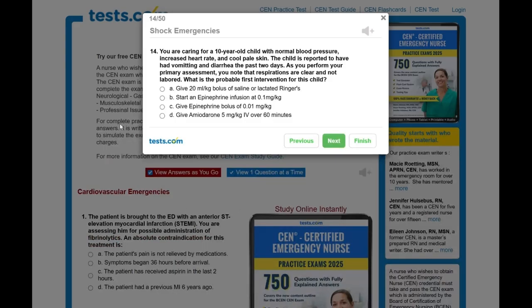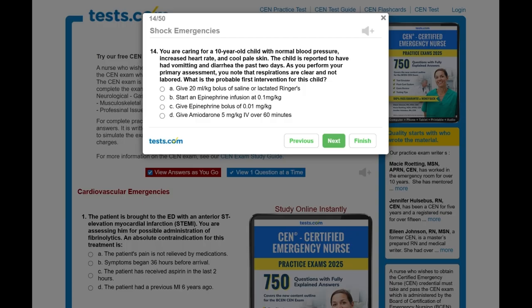Question 14. You are caring for a 10-year-old child with normal blood pressure, increased heart rate, and cool, pale skin. The child is reported to have had vomiting and diarrhea the past 2 days. As you perform your primary assessment, you note that respirations are clear and not labored. What is the probable first intervention for this child?